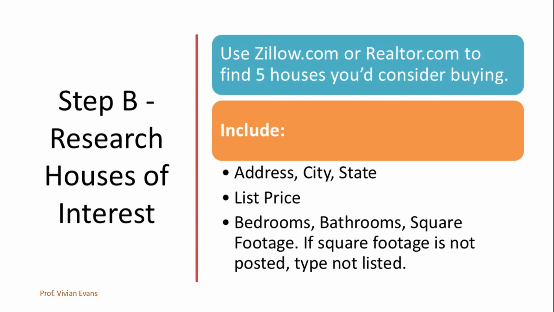Next, it's time to explore potential homes. Use platforms like Zillow.com or Realtor.com to find 5 houses you'd consider buying. Gather details such as address, city, state, list price, and specifics like bedrooms, bathrooms, and square footage. This research will help you make informed decisions.